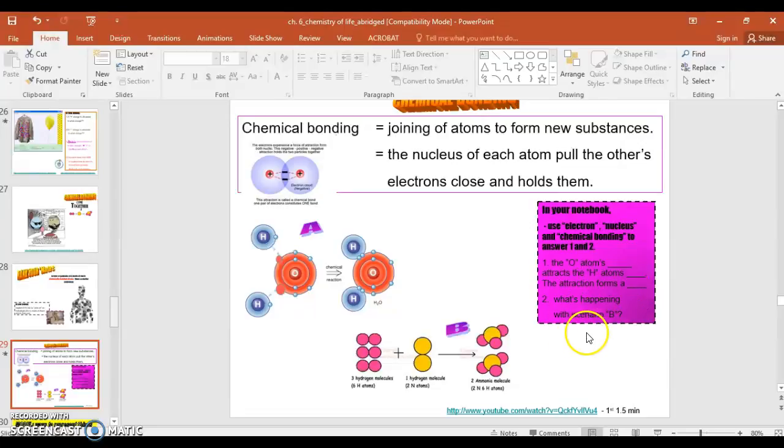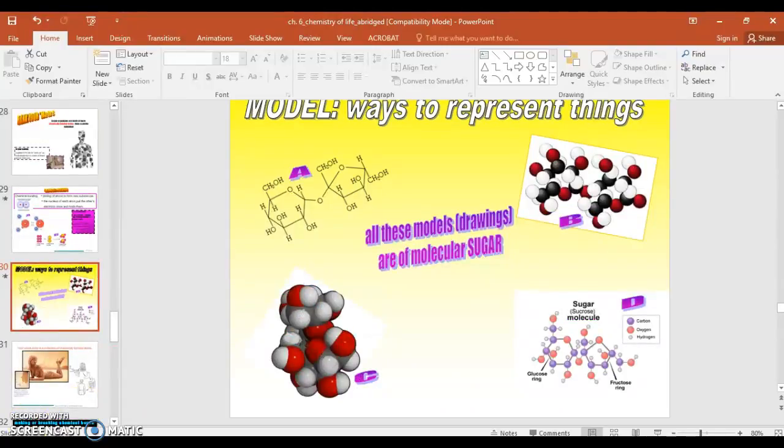And then it says what's happening in scenario B. So you use these words of electron, nucleus, and chemical bonding just to describe this reaction here. So scenario B is this right here, where you have some hydrogen molecules, you have some nitrogen molecules, and how would you describe this right here? All right, so next slide.